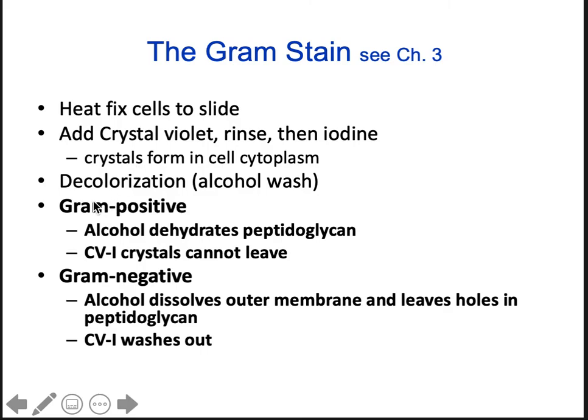And those crystals are now too large to leave. And so when you do this next step called the decolorization step, where you get an acid alcohol and you briefly rinse it, these crystals are going to be trapped inside the gram-positive cell. And the reason for that is that the alcohol causes the peptidoglycan in the gram-positive cells to tighten up, and it actually makes the cell hold on to those crystals even tighter. But it turns out that when you expose gram-negative cells to this alcohol rinse, it rips away their outer membrane, and that leaves holes in their wall, and those crystals can then wash right out. So gram-positive do not become decolorized, and gram-negative do.